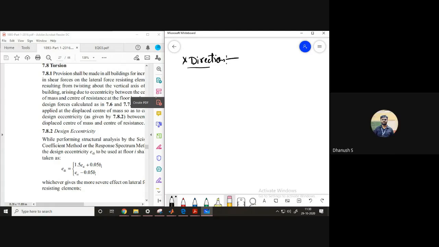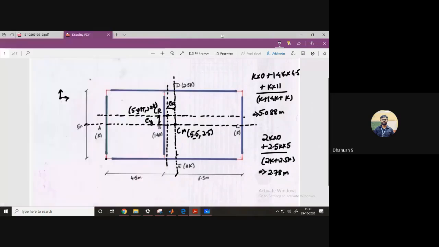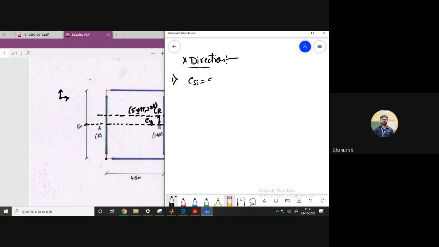Okay, first x direction. First, to calculate how much ESI we got in x direction. Eccentricity will be equal to what? It will be the distance from the center of mass to the center of rigidity along x direction. So the distance from center of mass to center of rigidity will be 5.5 minus 5.088. How much is that? 0.412.